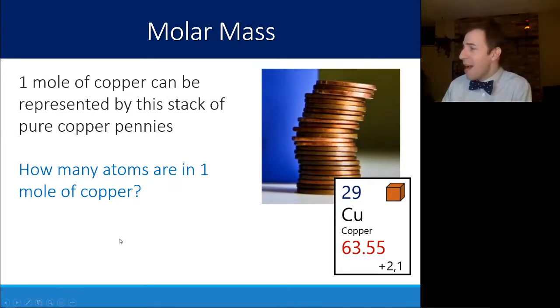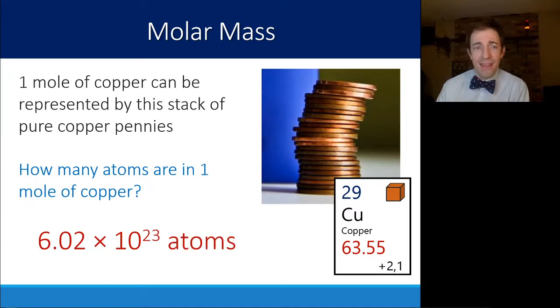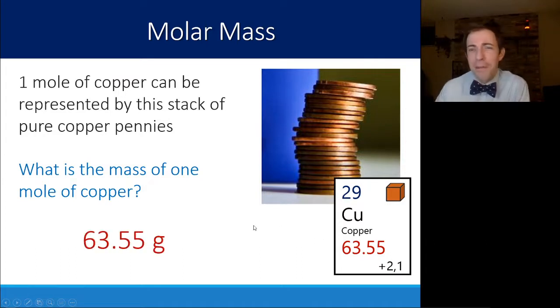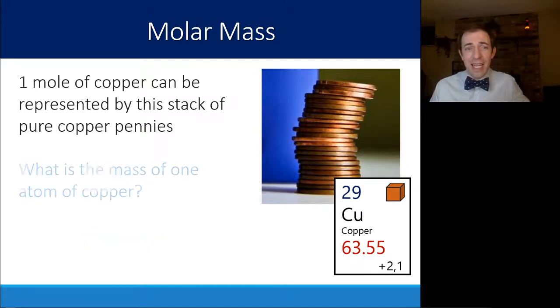If you had a stack of pennies that looks like this, and if they were all pure copper, so they'd have to be pretty old pennies, we can figure out how many atoms there are in that stack if we knew that it was 1 mole of copper. The number of atoms is Avogadro's number, 6.02 times 10 to the 23rd. I could rephrase that question and say, all right, what is the mass of that 1 mole of copper? If we have a periodic table, we can find the molar mass. That is 63.55 grams.